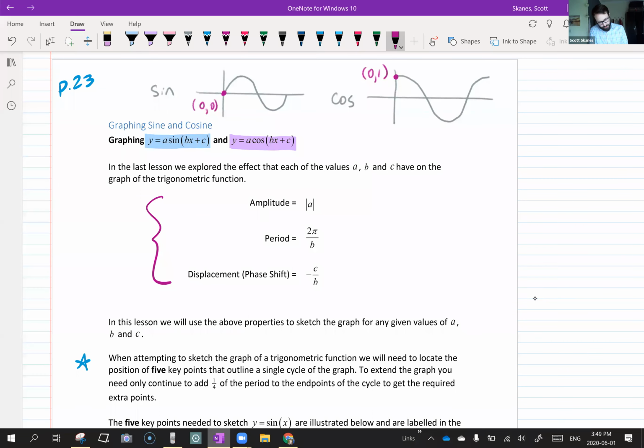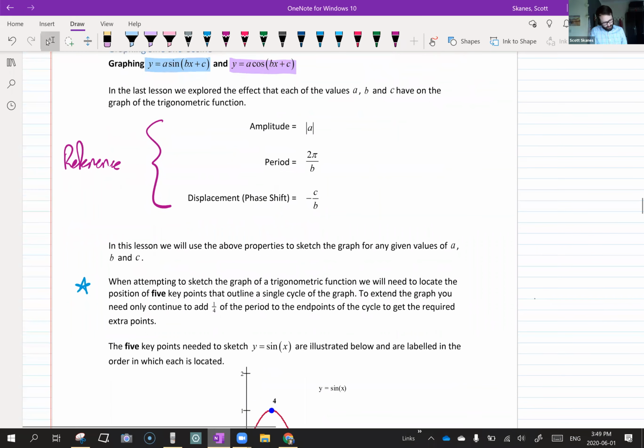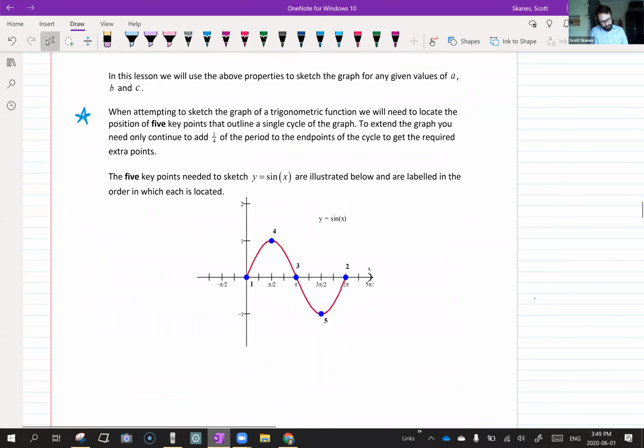We saw this before. This is just reference. This is just formulas. One thing I will say is it says when attempting to sketch the graph of a trig function, we will need to locate the position of 5 key points that outline a single cycle. What that means is, for example, in this case, we need this point, this point, this point, this point, and this point. What is special about those points?